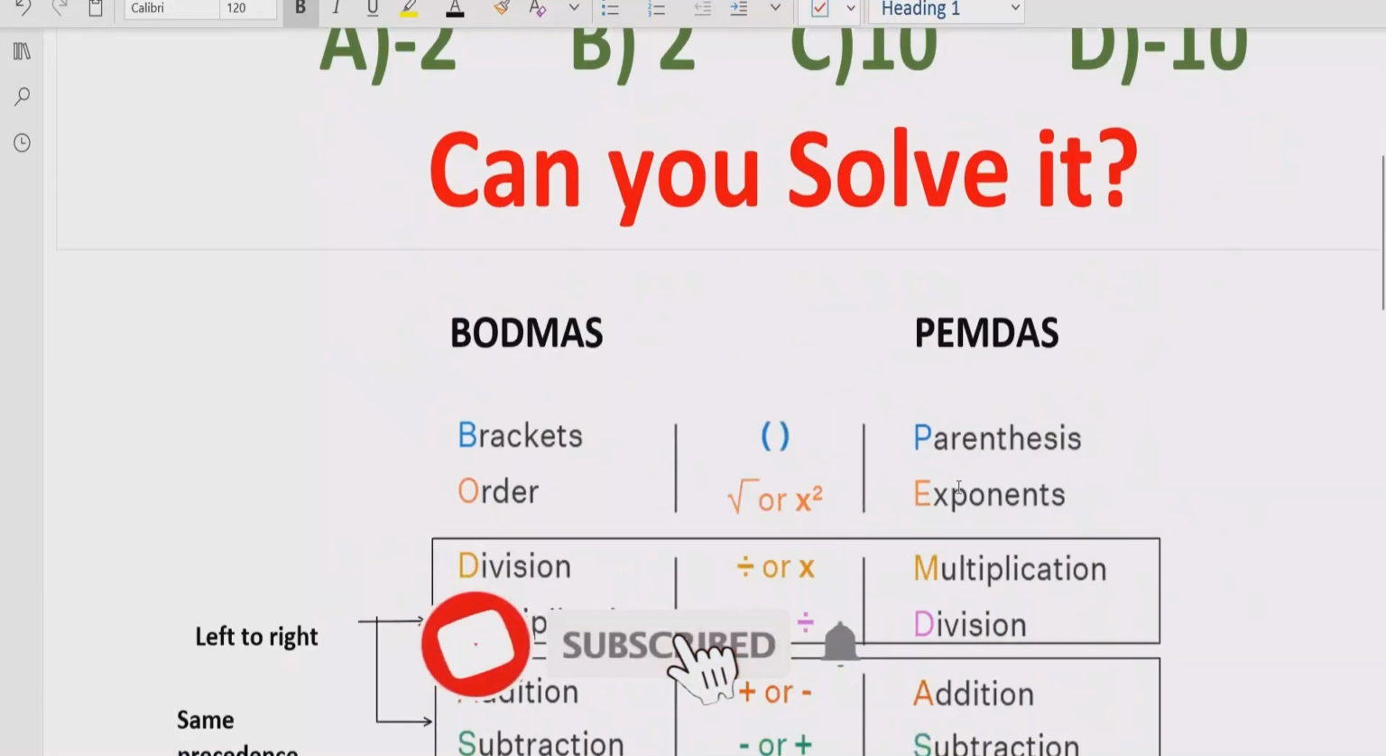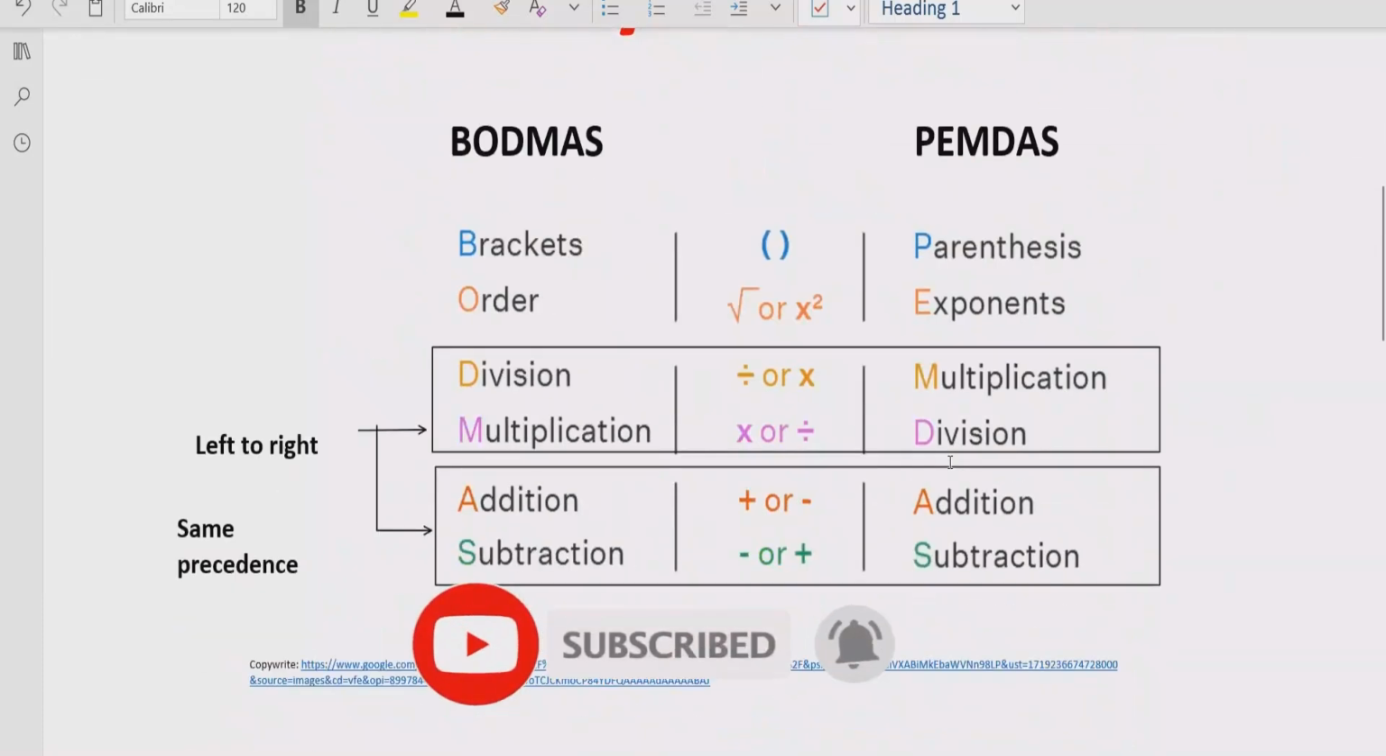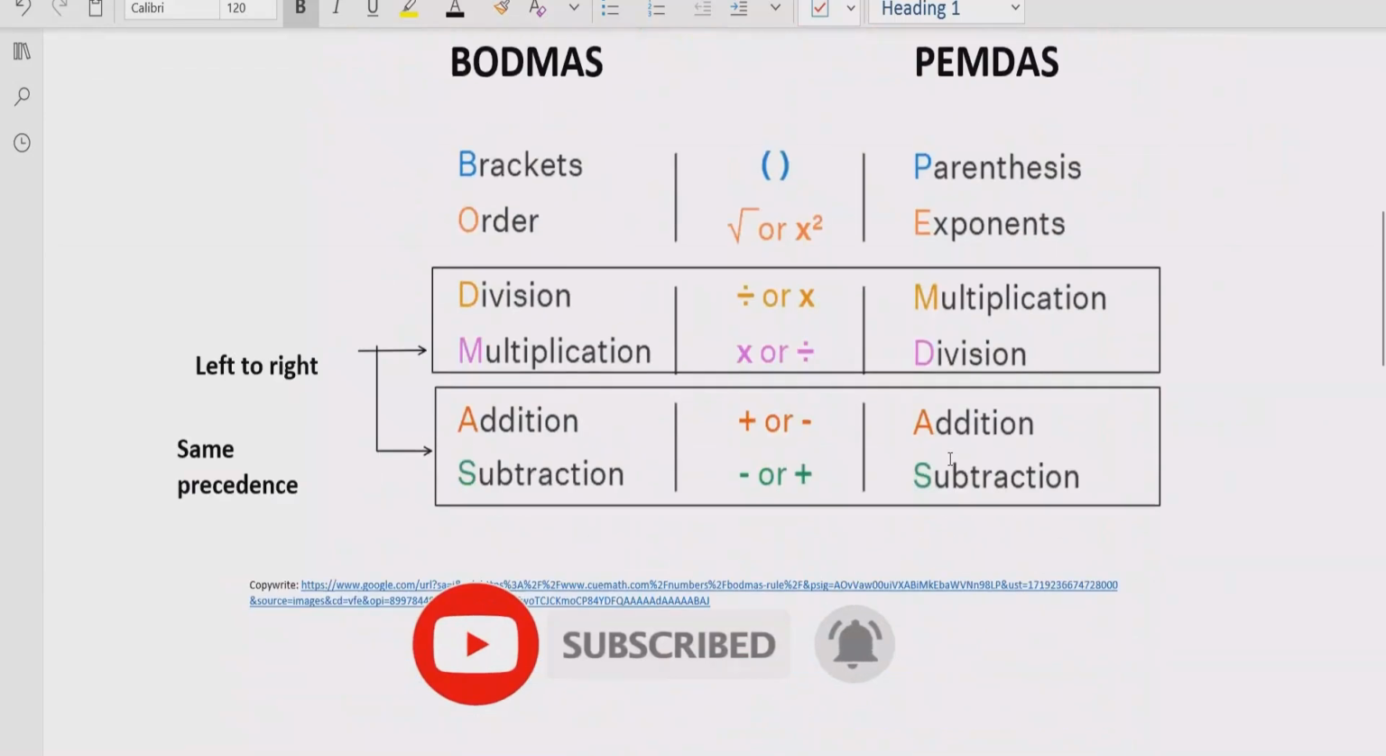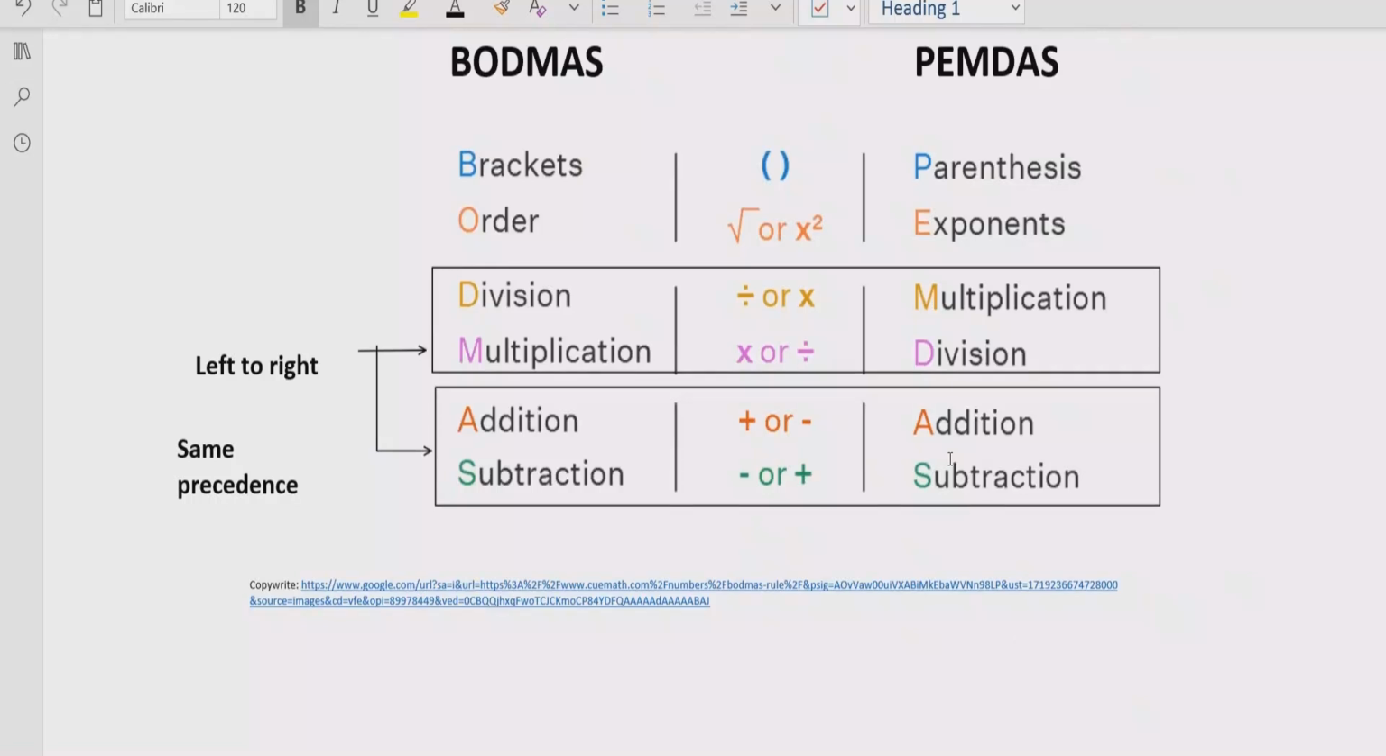Now let's talk about what are the rules which we can follow to solve the given expression. Here we will discuss two rules, BODMAS and PEMDAS. These rules we can apply to solve any arithmetic expression. And the rule says if your expression contains any bracket or parenthesis, you have to solve that part first in your expression. After the bracket, you have to see the power of any number.